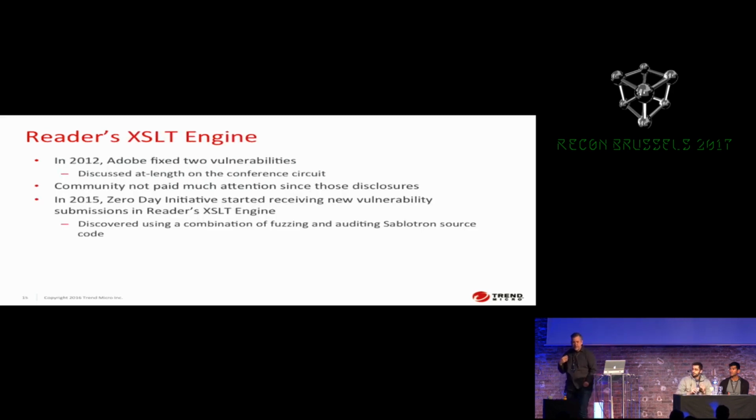If we look back at the vulnerabilities that have occurred inside of Adobe Reader's XSLT engine, we can see that back in 2002, Adobe actually fixed 2 vulnerabilities in this engine, and we'll talk about those bugs in a second. They've got an interesting backstory that actually affects the latest patch that Abdul will talk about. These were discussed at length on the conference circuit, but the community really hasn't paid attention to this code base much since those discussions. Then in the Zero Day Initiative program in 2015, we started to see new submissions from multiple researchers in this code base coming into our program, and it got us interested in how exactly they were going about finding the vulnerabilities in Adobe Reader. It all comes back to source code analysis of Sablotron and the fuzzing techniques they're using to find these bugs. We'll go over some of those in a second.